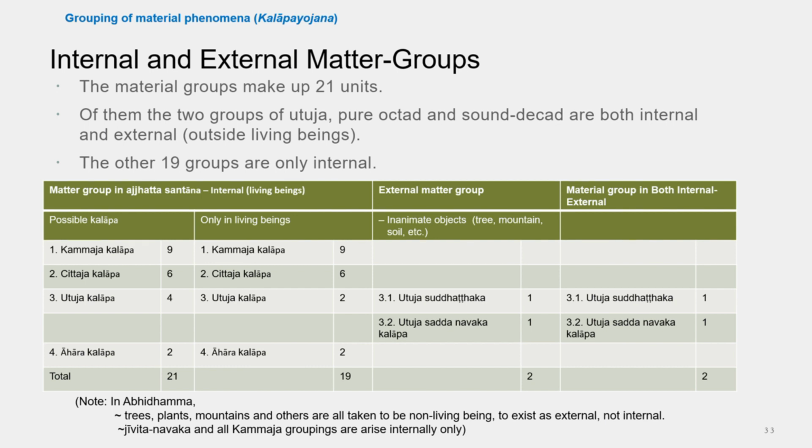Then we talk about internal and external matter groups. The material groups make up 21 units. Of them, the 2 groups of Utuja, the pure octad and the sound nonad, are both internal and external. So the other 19 groups are only internal.